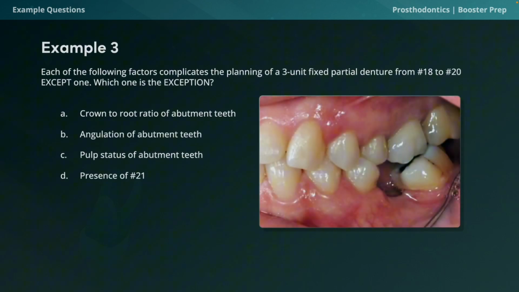Okay, last question. Each of the following factors complicates the planning of a 3-unit fixed partial denture from number 18 to number 20, except one. Which one is the exception? Pause the video to get your answer, which is D, presence of number 21. Options A, B, and C all directly impact the success of our 3-unit FPD here, but we don't really care if the first premolar is present or not. It doesn't change the outcome of the 3-unit FPD.